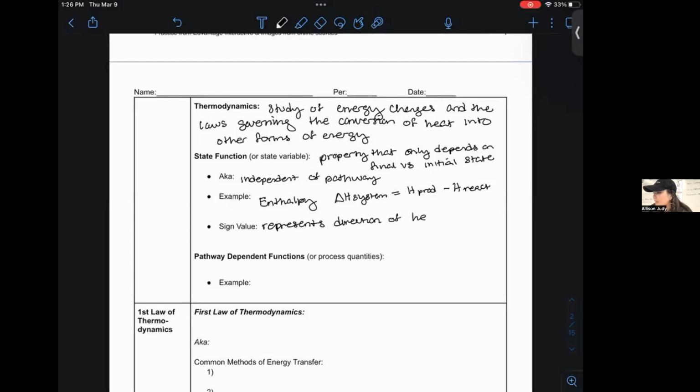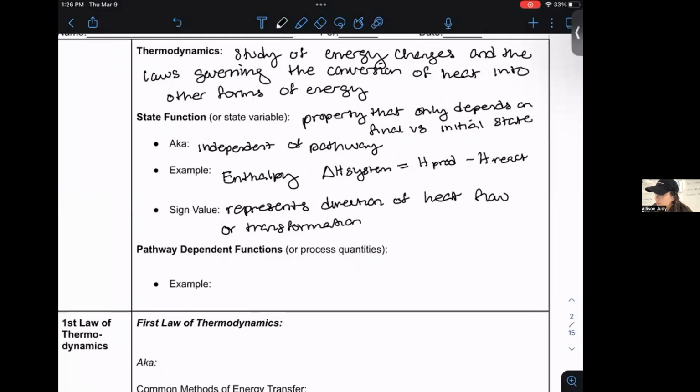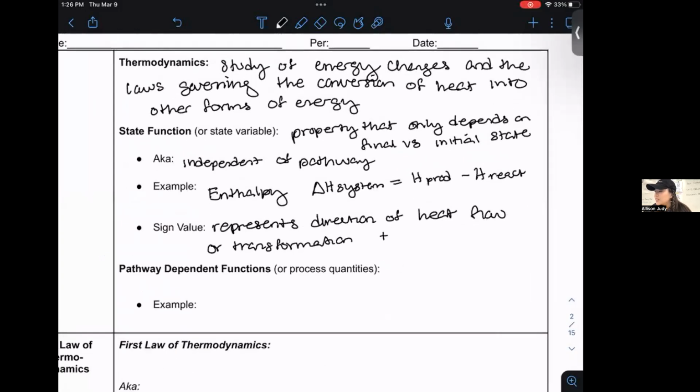Or another way of putting it is heat transformation, heat flow or transformation. So the big idea here is that your pluses and minuses matter. With state functions, pluses and minuses do matter. Now, on the other hand, the antithesis of this, or the opposing version, is a pathway dependent function.